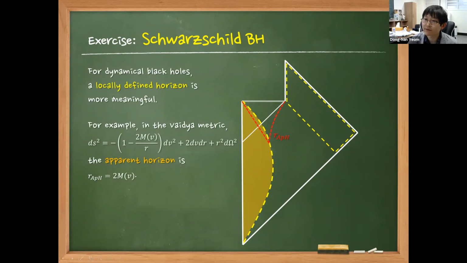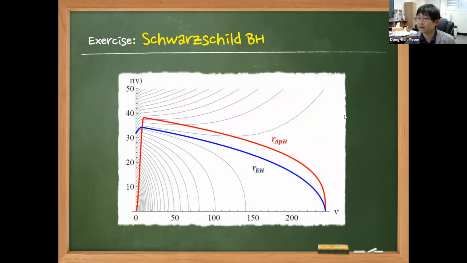So for dynamical black holes, a locally defined horizon is more meaningful, and the very naive approximation to draw the dynamics of the apparent horizon is to use the Vaidya-like metric. This is not the solution, but just an approximate description for the dynamical geometries. If you use this Vaidya metric, then the apparent horizon is located at 2m. And in order to draw this picture, what I assumed is dm/dv.